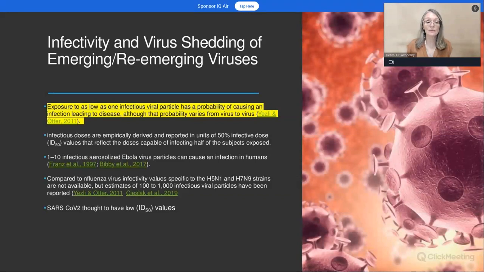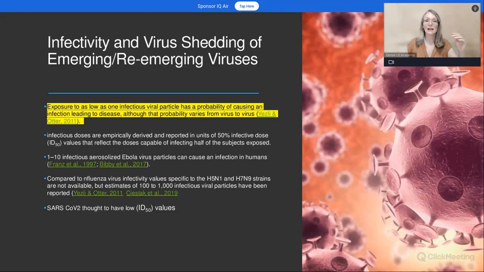Compared to influenza virus, infectivity values specific to H5N1 and H7N9 strains aren't currently available, but they estimate that 100 to 1,000 infectious viral particles have been reported. And of course, it's thought that various strains of SARS-CoV-2 have very low ID50 values.